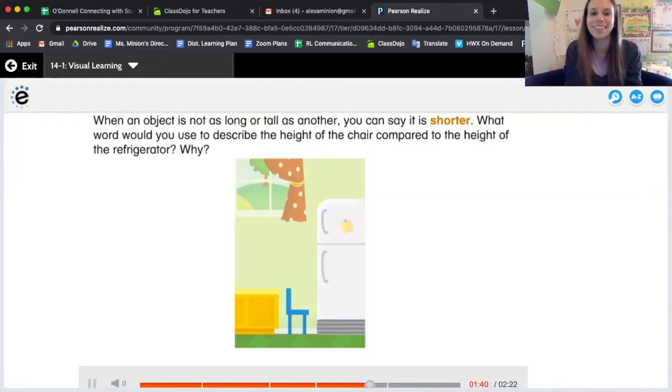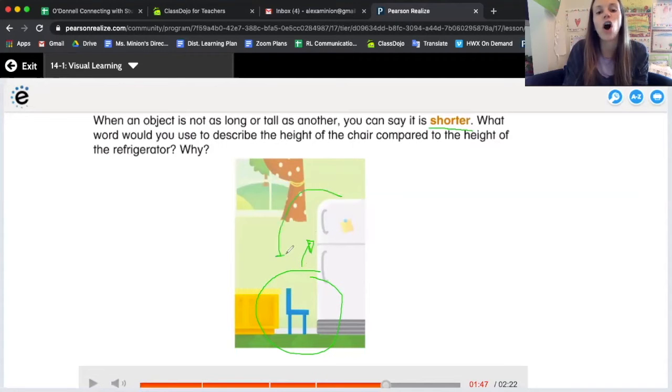Who knows? What word would you use to describe the height of the chair compared to the height of the refrigerator? What can we say? We can say the chair is blank than the refrigerator. What word? That's right, shorter. The chair is shorter than the refrigerator. The refrigerator is taller than the chair.